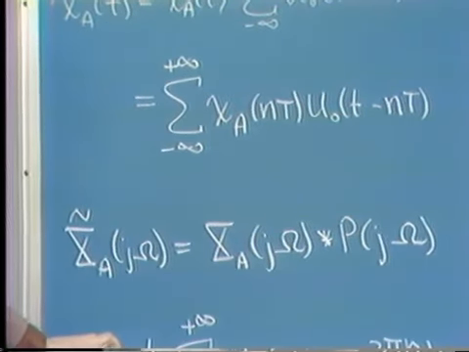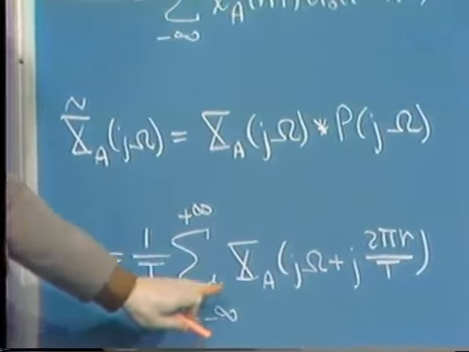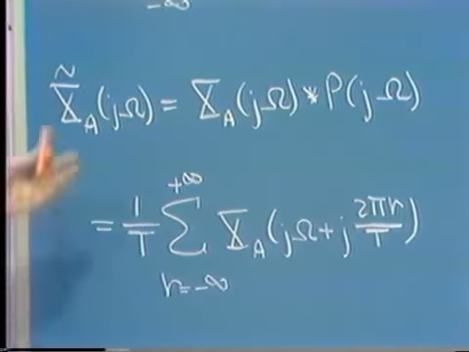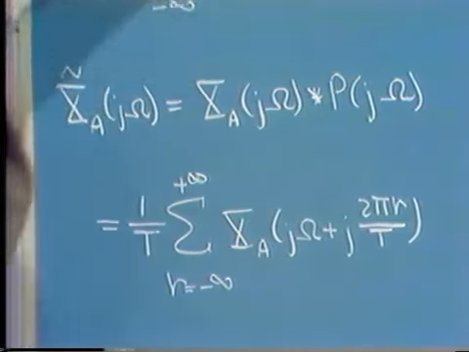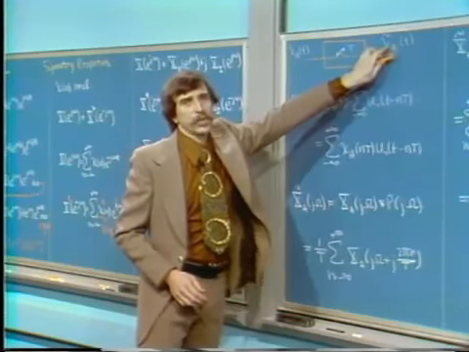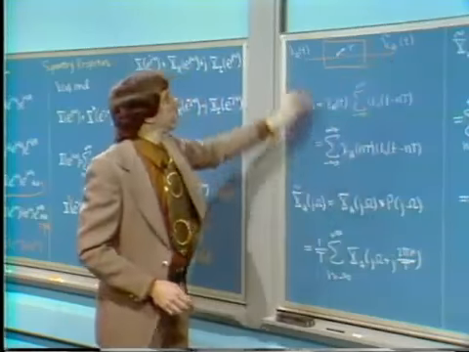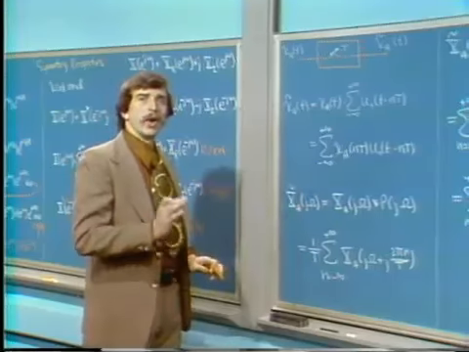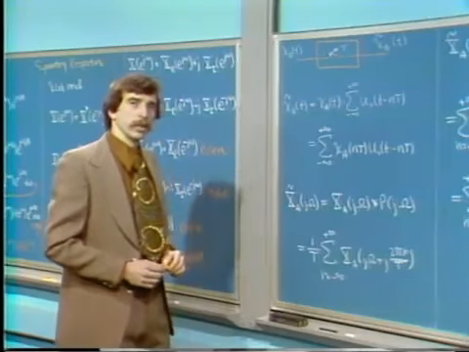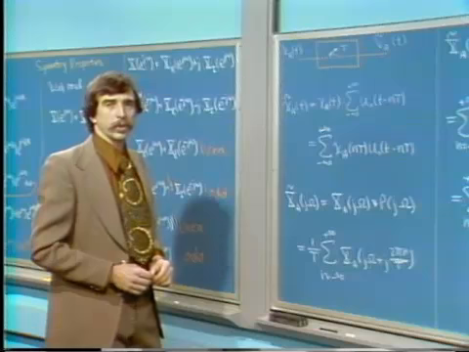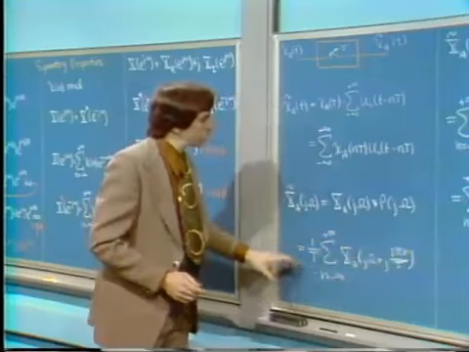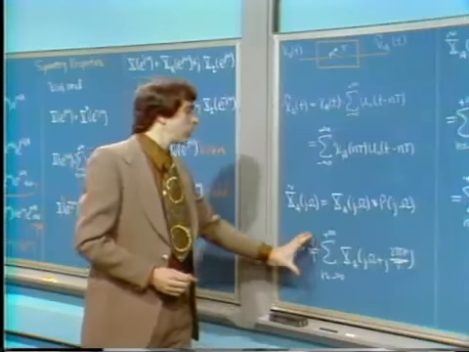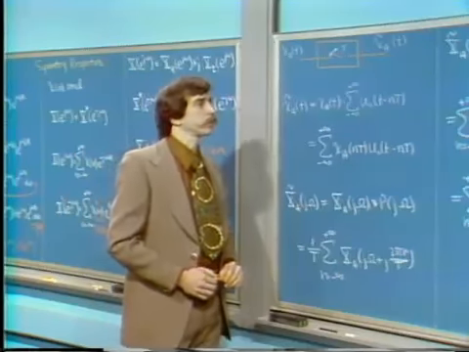Or equivalently, it's given by 1 over T times the sum of x sub a of j omega plus j 2 pi r over capital T. Basically, what that means is that the Fourier transform of this continuous time signal is equal to the Fourier transform of this continuous time signal, but repeated over and over again in frequency at intervals of 2 pi over capital T. So this is sort of a standard sampling theorem kind of result in the continuous time case, and a result that you should be more or less familiar with.